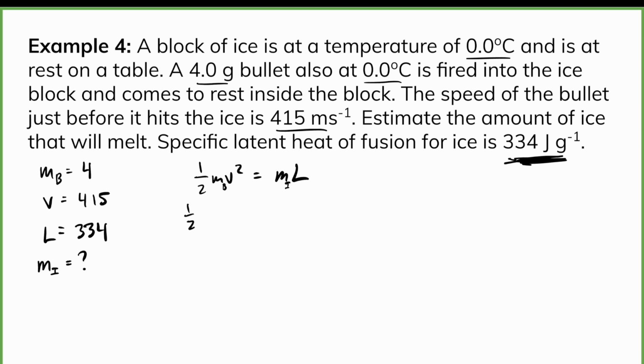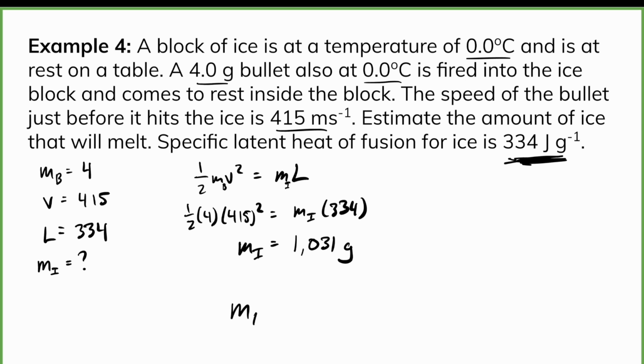So we have 1/2 times 4 times 415 squared, and that's going to equal the mass of ice times 334. And solving for the mass of ice, we get 1,031 grams. So rounding to 2 sig figures, we would say the mass of ice is going to be approximately 1.0 times 10 to the 3 grams.